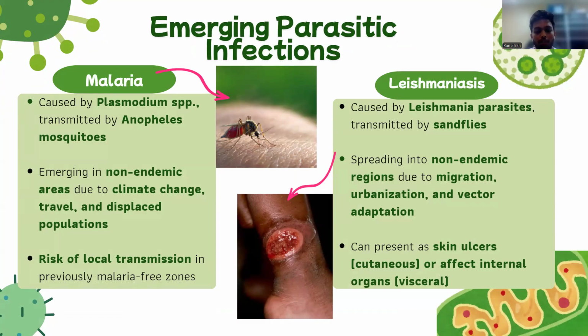And lastly, we have leishmaniasis, caused by Leishmania parasites and spread by sandflies. It is spreading into non-endemic regions because of migration, urbanization, and also adaptation of the sandfly vector. The disease can now show as skin ulcers, or in more severe cases, it also affects the internal organs. And that's all from me. Thank you for listening.